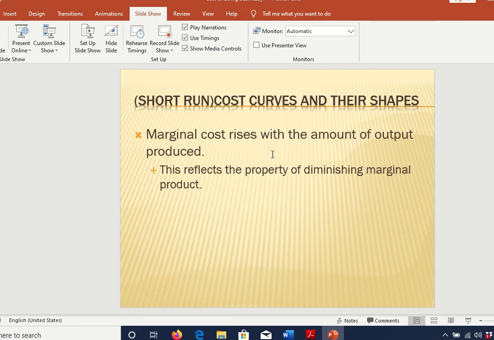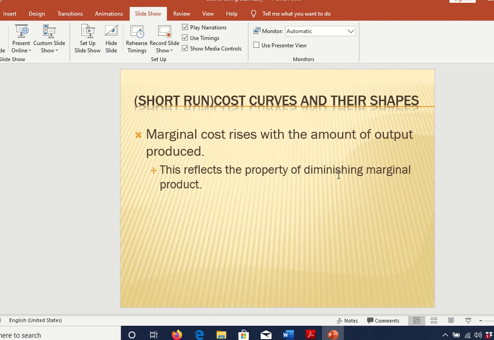So why do we have increasing marginal cost? Well, it's because of the diminishing marginal product. Let's recall the law of diminishing marginal product. It simply means the more inputs we have, holding everything else constant, as long as we have at least one type of fixed input, the marginal product declines eventually. So subsequent inputs are less productive than the previous inputs.